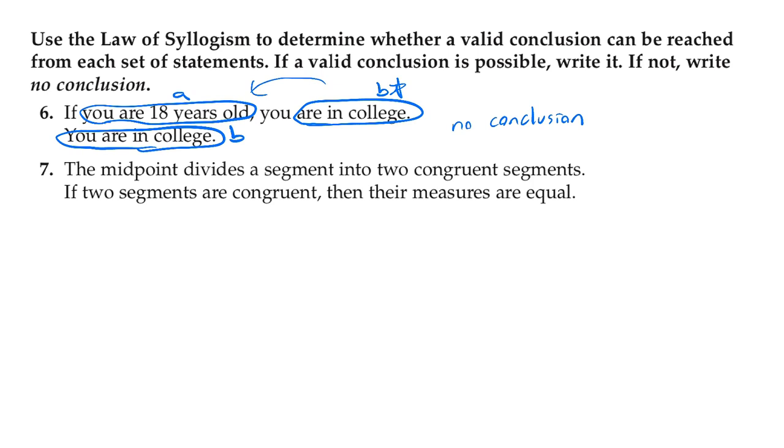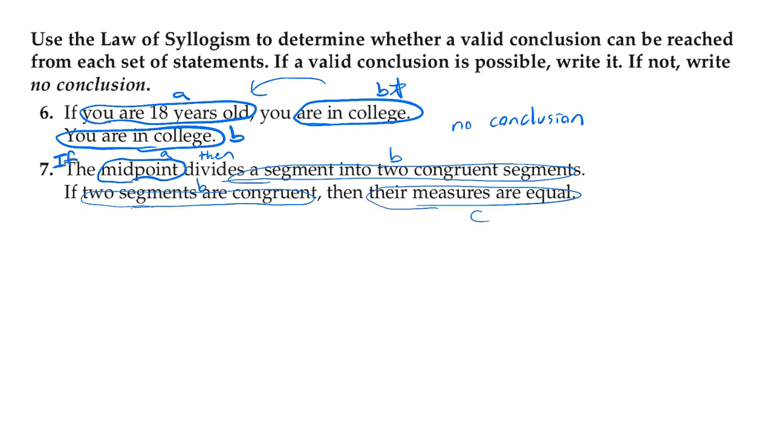All right, and then let's do this one. The midpoint divides a segment into two congruent segments. So this is if midpoint, okay, then it divides a segment into yada, yada, yada. That's our B. So we got A implies B. And then it says if two segments are congruent, that's B, then their measures are the same. So we have an A implies B, and we have a B implies C, right? So if it's a midpoint, then this is the two congruent segments. And then the next statement says if two congruent segments, then we get the new thing.